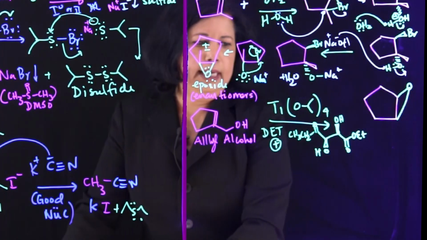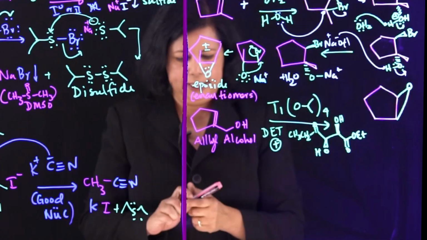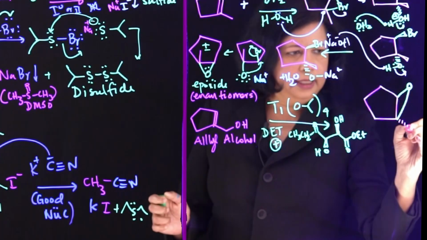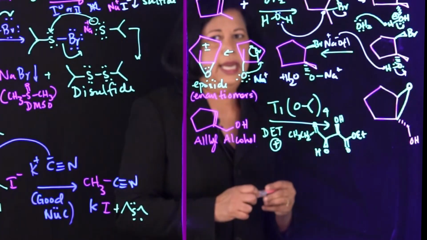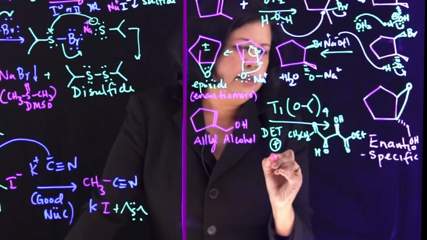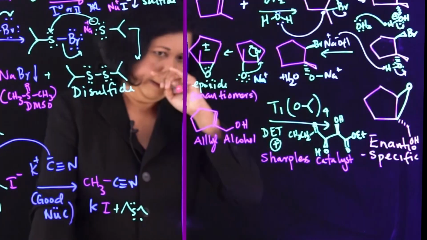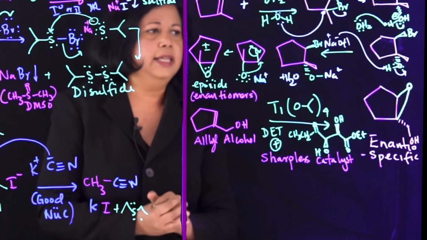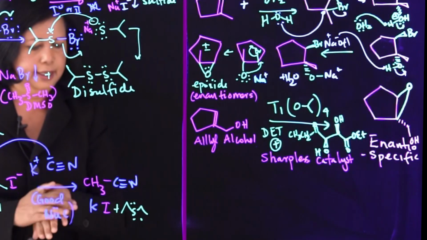And if you put negative, which means that both OHs are going inside the plane, then you will get the one that's going down. And then the OH is still there. And if you want, you can do other reactions. So this is the enantiospecific Sharpless catalyst. Sharpless is a chemist. Got a Nobel Prize, I think, for this. So that's one way to do enantiospecific reactions.